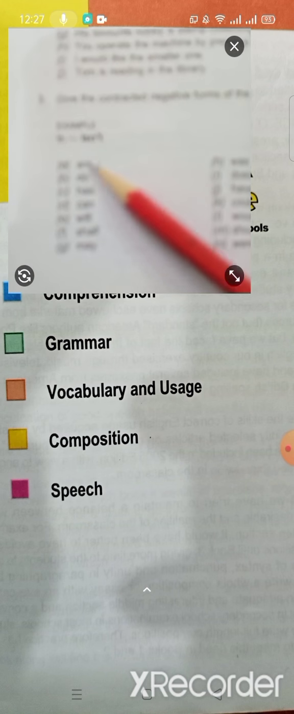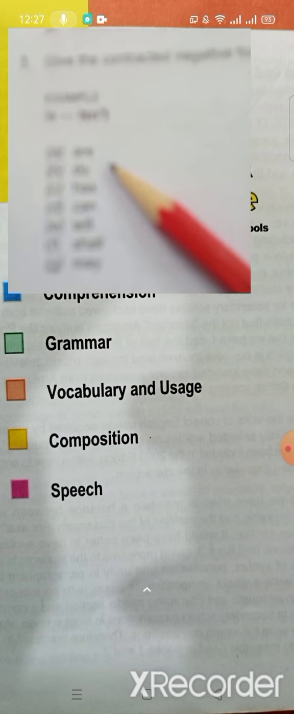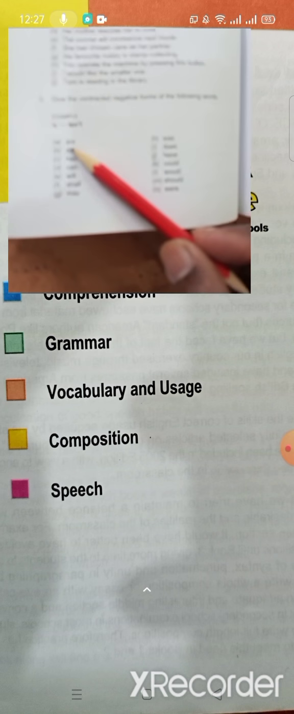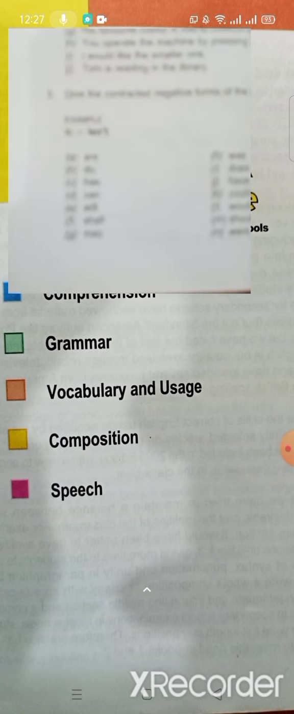It is getting blurry. I'm getting it right. Wait for a while. This camera is getting blurry.